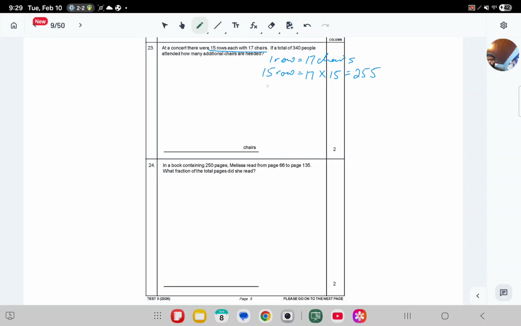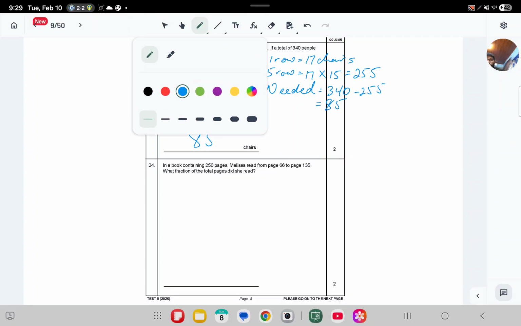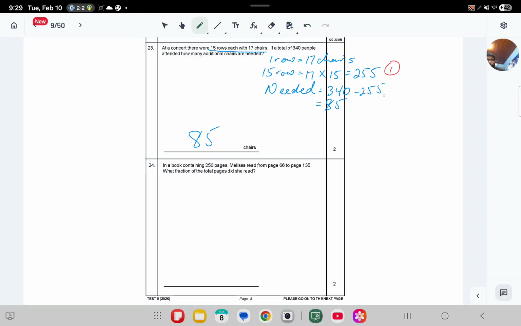Now to find out how much needed, it would be the remainder. So 340 take away 255, that will leave us with 85 chairs. Alright, 1, 1.